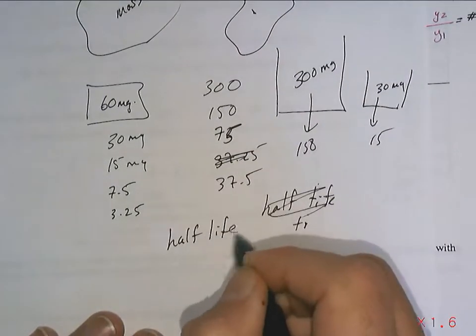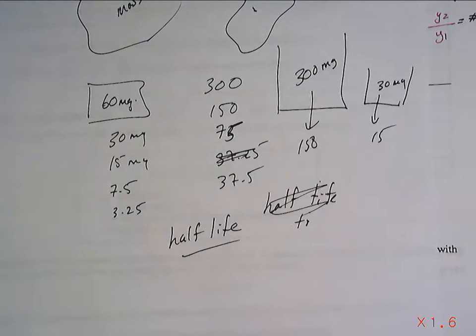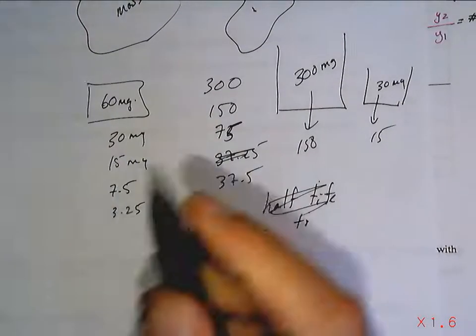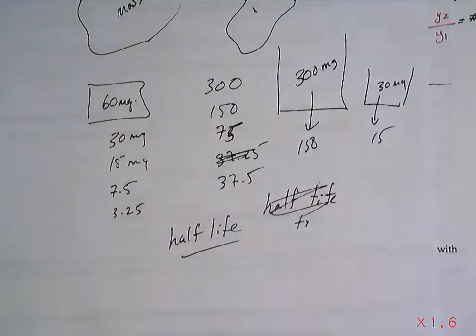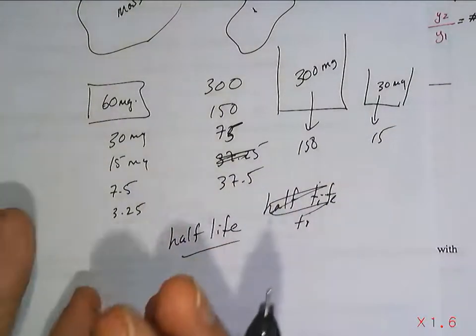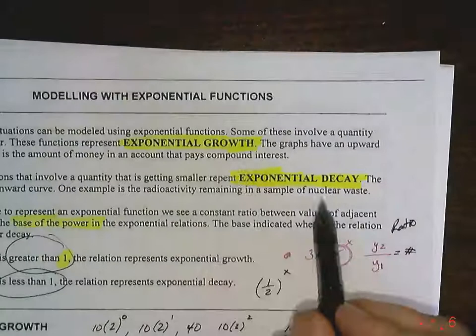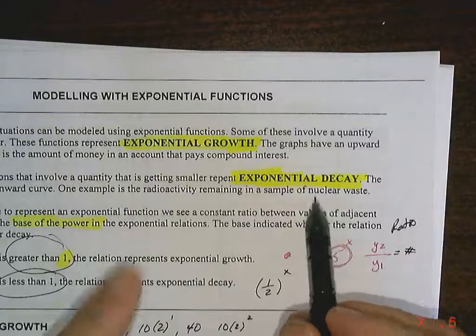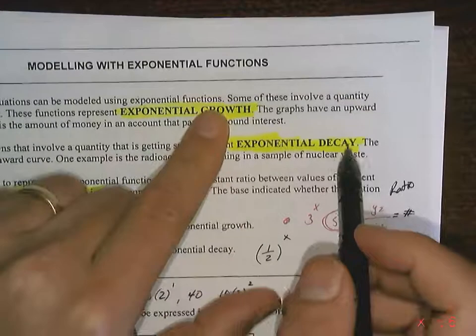Half-life. Okay, and that's for something that has a half-life that goes down by 2. It might not be a half-life. It might be a third life. It might go down by thirds. It might go down by a quarter. It might go down by an eighth. But that's an idea of something that gets smaller and smaller and smaller. Okay, so we have exponential growth. We have exponential decay.